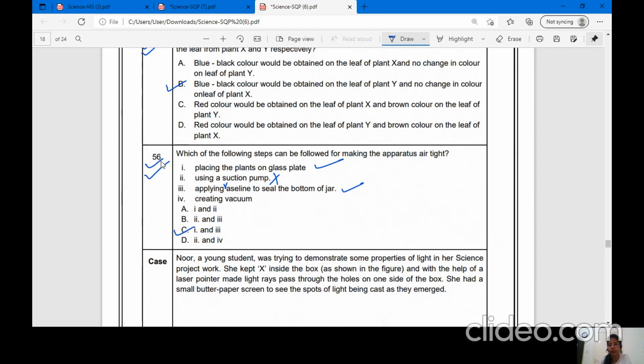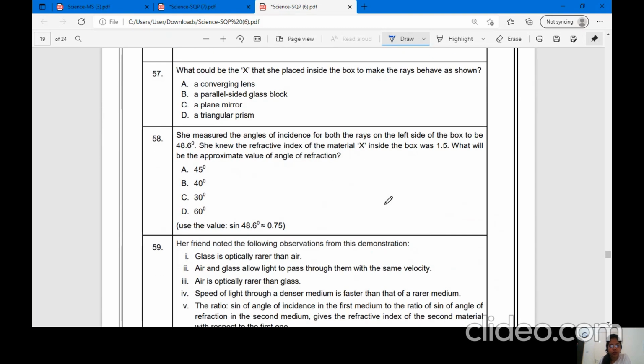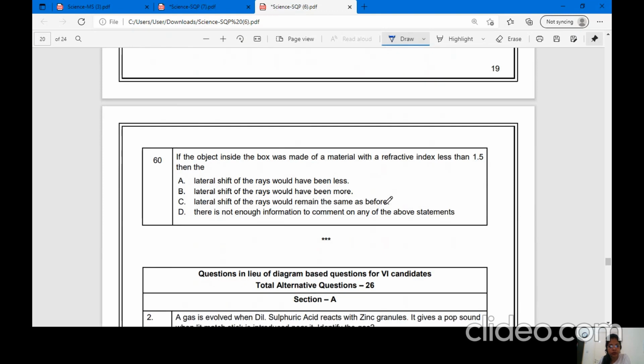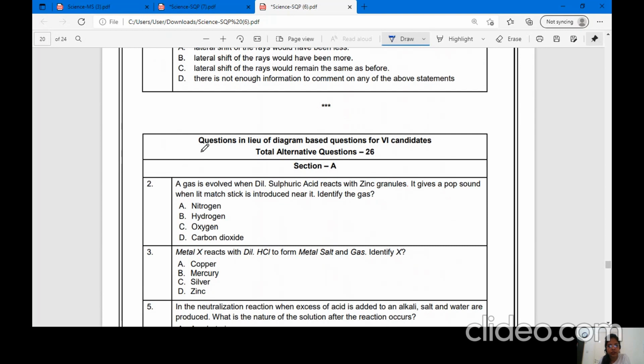So don't be afraid of case studies. Case studies can be easy also. Okay, so our 60 questions are done. Now let us see what is written: questions in lieu of diagram based questions for VI candidates. Total alternative questions 26. This is the optional question given for some of the students. I think this is for the private students. So some alternative questions are given.